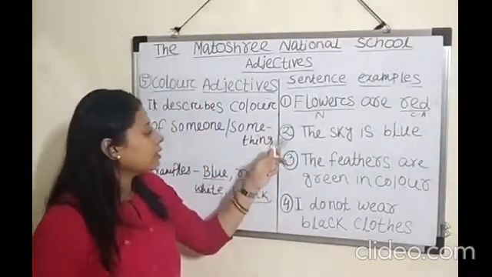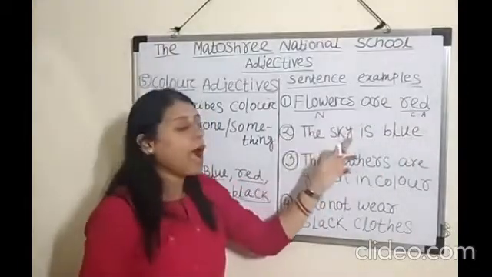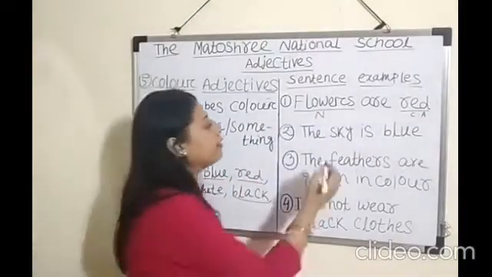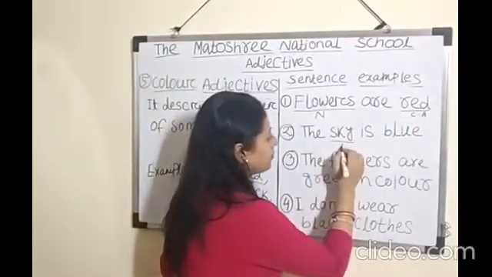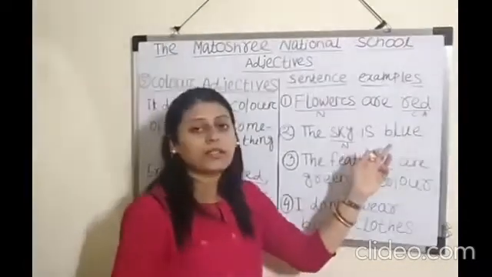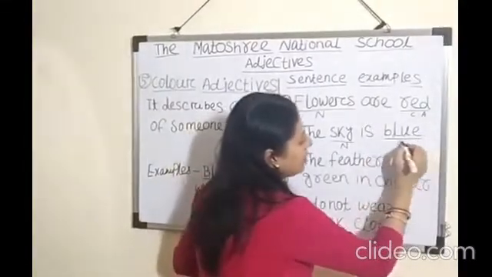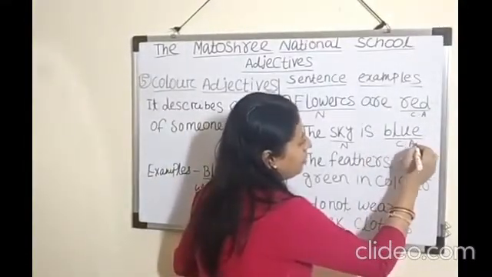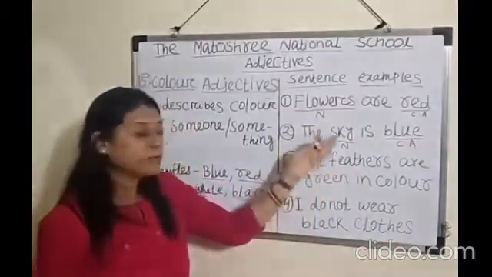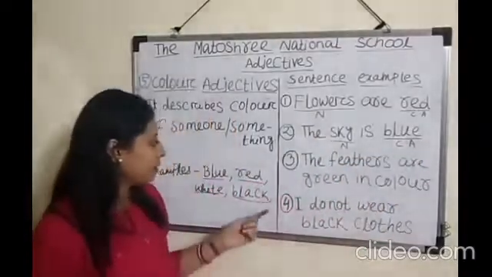Next, the sky is blue. Here, sky is a noun, and blue is a color adjective, and it describes the color of the sky. What is the color of the sky? The sky is blue.